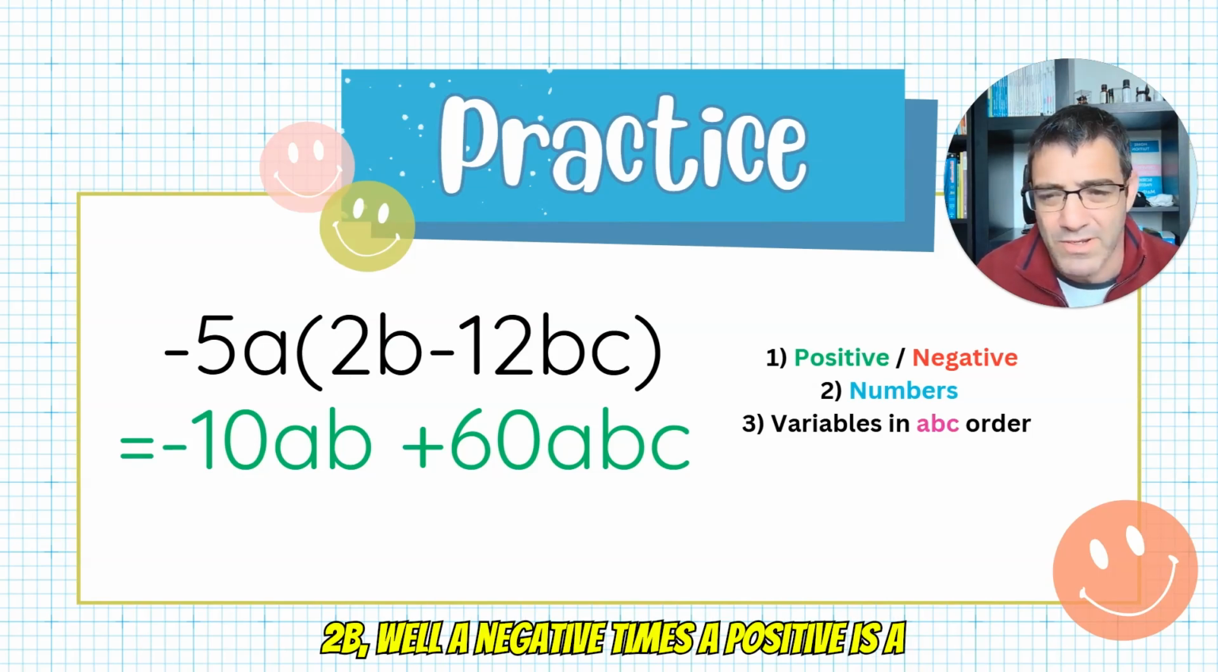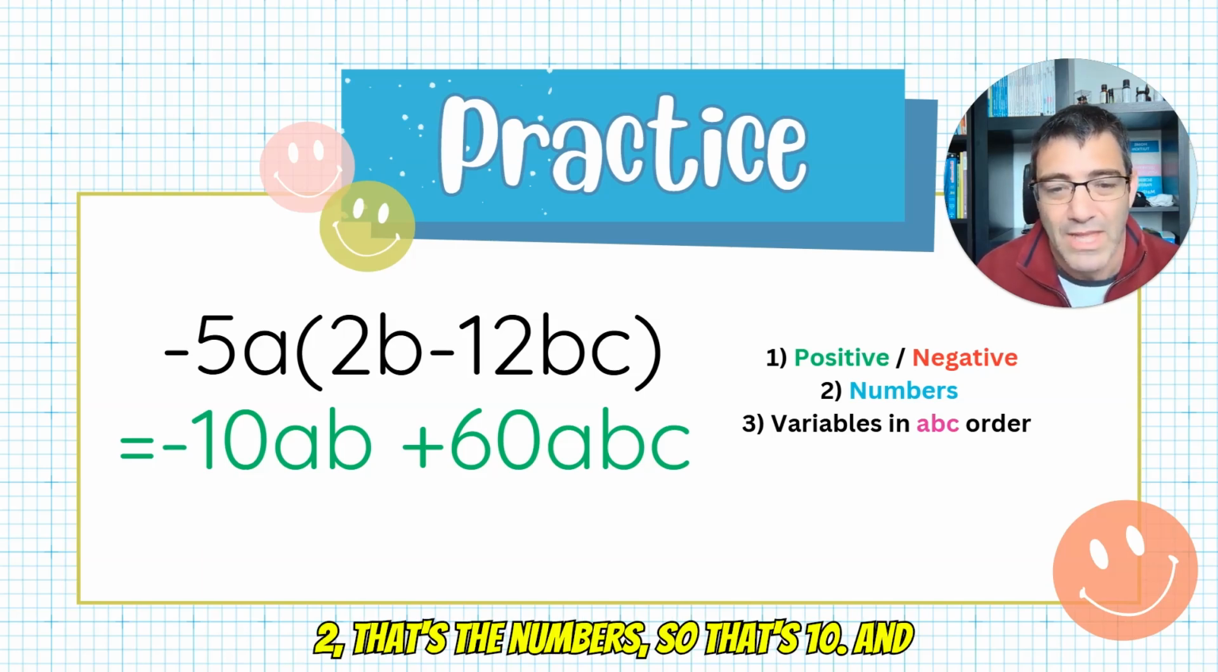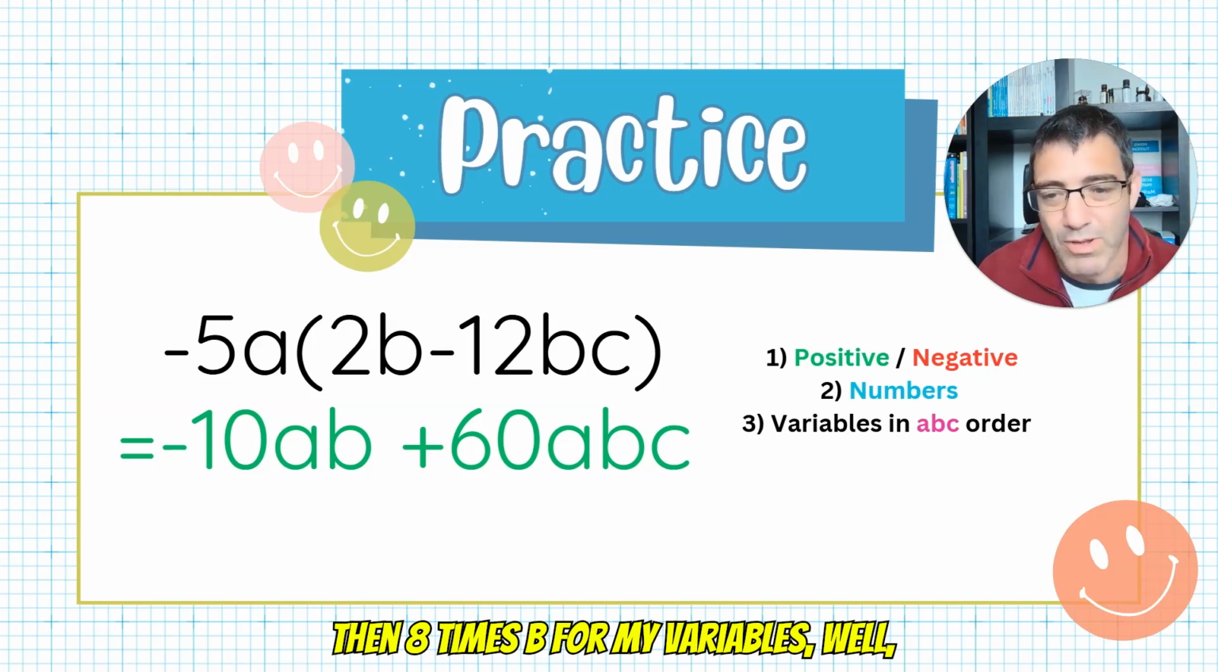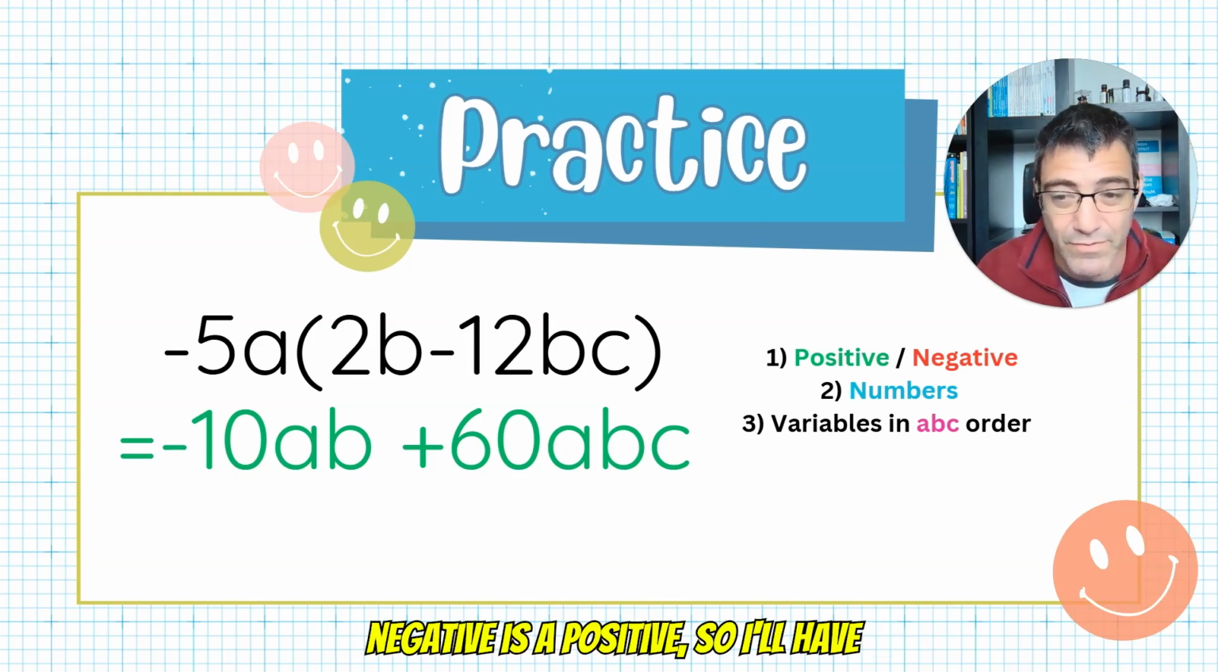Well, a negative times a positive is a negative, so I'm just going to write negative first, minus. And then 5 times 2, that's the numbers, so that's 10. And then a times b for my variables, well, that's ab. Okay, so I've got my first term done. And then a negative times a negative is a positive, so I'll have plus.